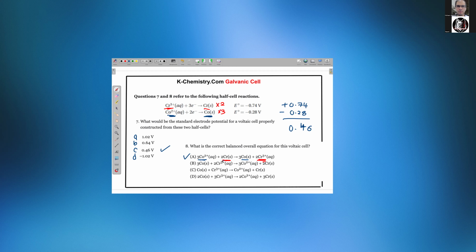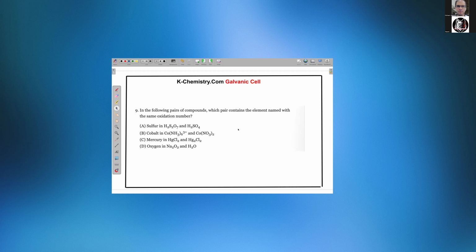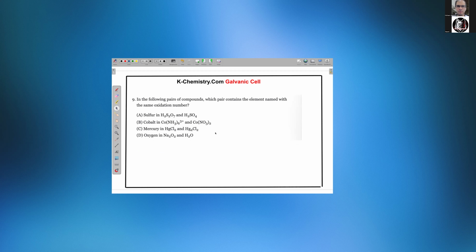Excellent. Okay. Within the following pairs of compounds, which pair contains the element named with the same oxidation number? We gotta give it some time to find out the oxidation numbers.